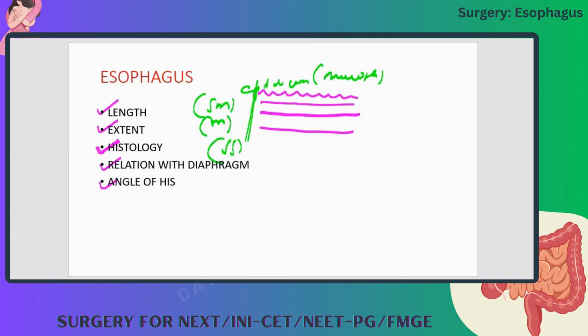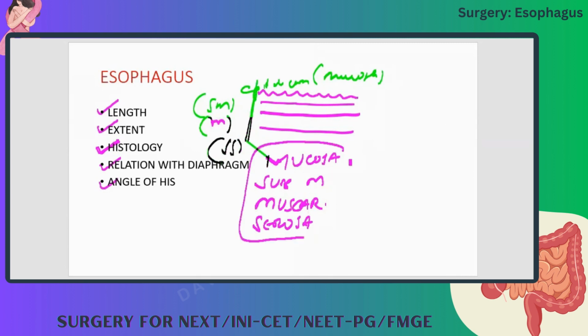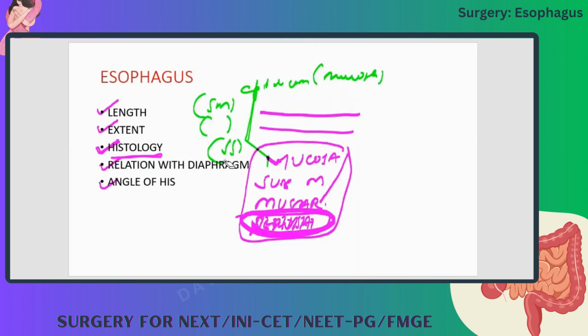In any structure of the tract, these 4 are a must. Those are mucosa, submucosa with muscularis mucosa, muscular layer, and serosal layer. The peculiarity of the esophagus is that the serosal layer is absent. All the other layers are present, but the serosal layer is absent in the esophagus. That is the peculiarity of the esophagus. Remember this point. It has a bearing.